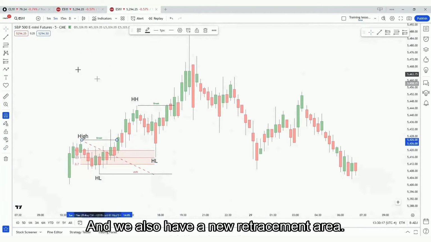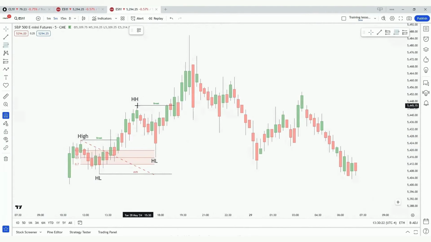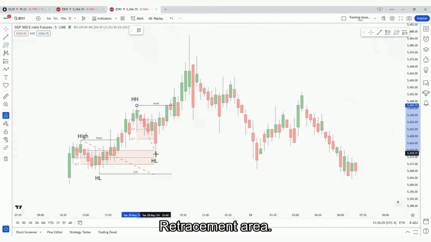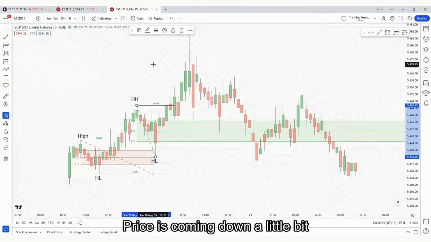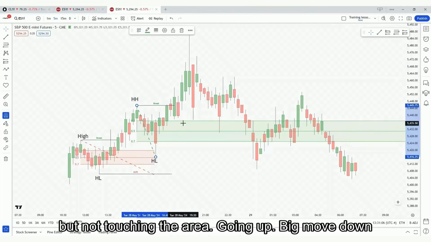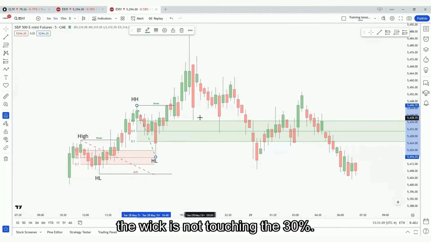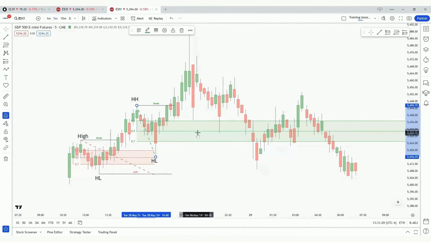And we also have a new retracement area. So we had this higher high, and we had a body close above. So we pull the Fibonacci from this higher high to this lower low. Retracement area. Price is coming down a little bit, but not touching the area. Going up. Big move down. The wick is not touching the 30%. So that means the area is still fully magnetic.